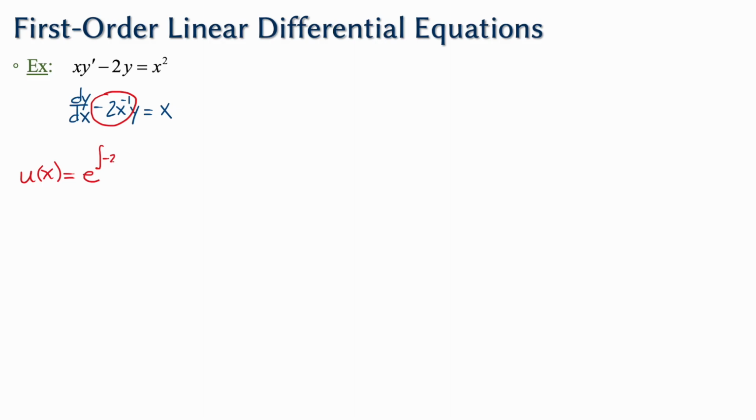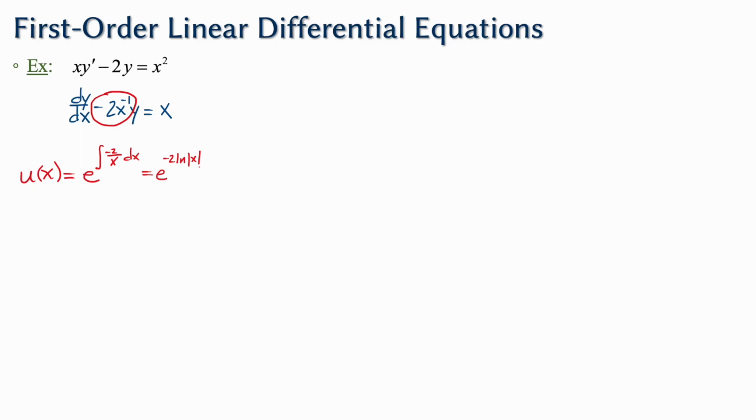So this is negative 2 times x to the negative first. And just to help us integrate this, I'm going to write this as negative 2 over x instead of negative first power, with respect to x. I'm doing that because now you can see this will be negative 2 times the natural log of the absolute value. So the integral of the u of x equals e, and the antiderivative is negative 2 times the natural log of the absolute value of x.